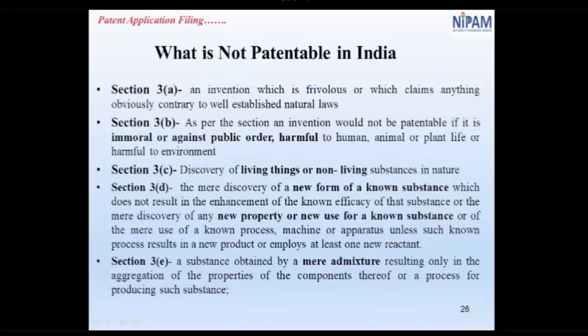He has extracted one identified agent that increases the insecticidal property. Like that, there is one patent. Okay, they have isolated some active component from neem and they have developed an agent. Yeah, that is like that. May happen, sir. Okay, thank you, sir.